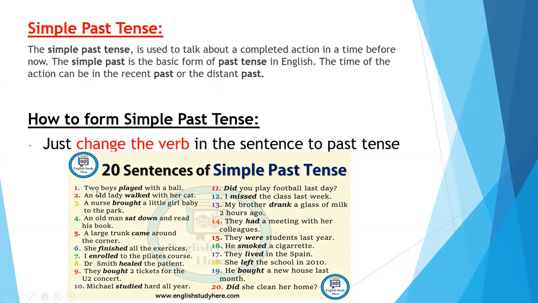Here's an example. Two boys played with a ball. You see, if it was play, I just changed the verb to past tense for simple. Here are a few more examples. An old lady walked with her cat. A nurse brought a little baby girl to the park. Just the verb changes for simple past tense.